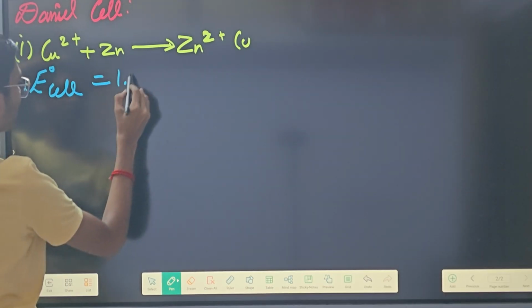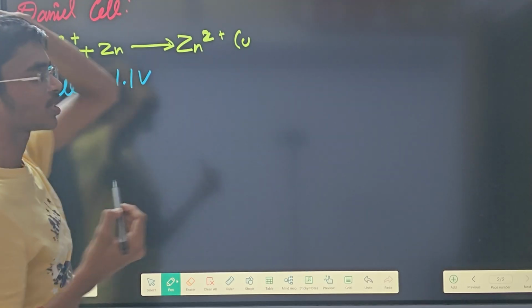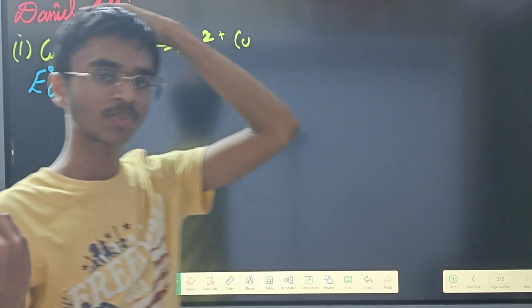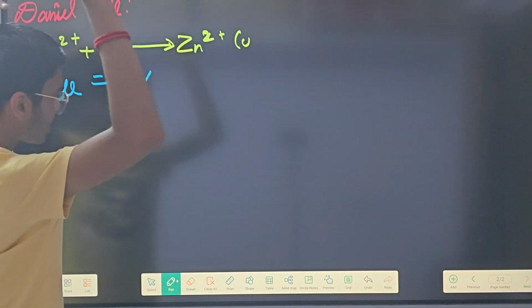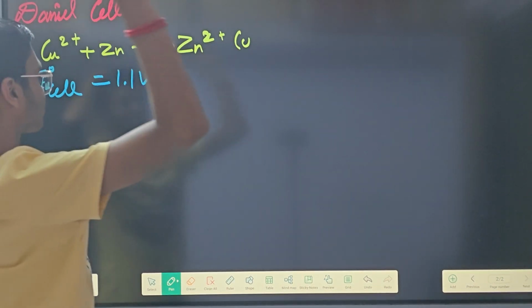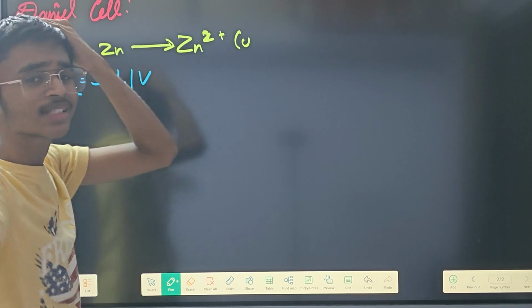E is equal to 1.1 volts. This is something that I have already said to you all in the first part of the episode.